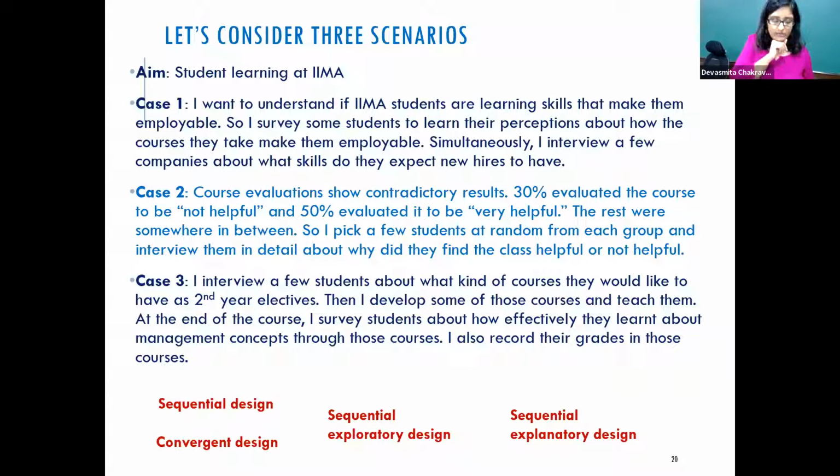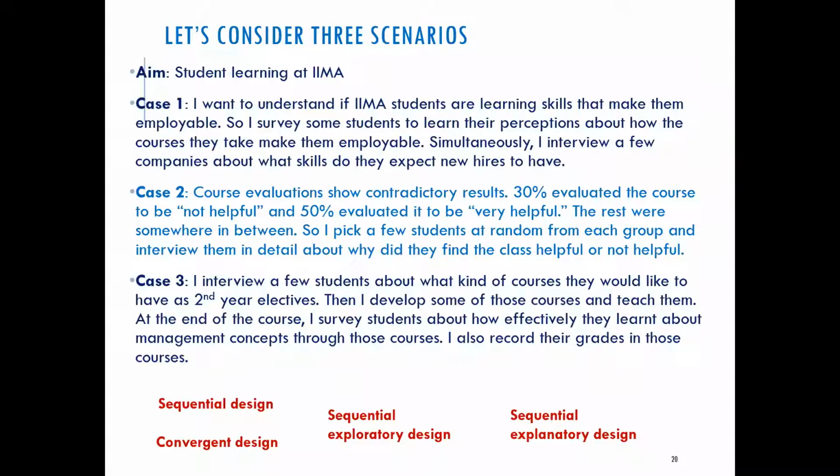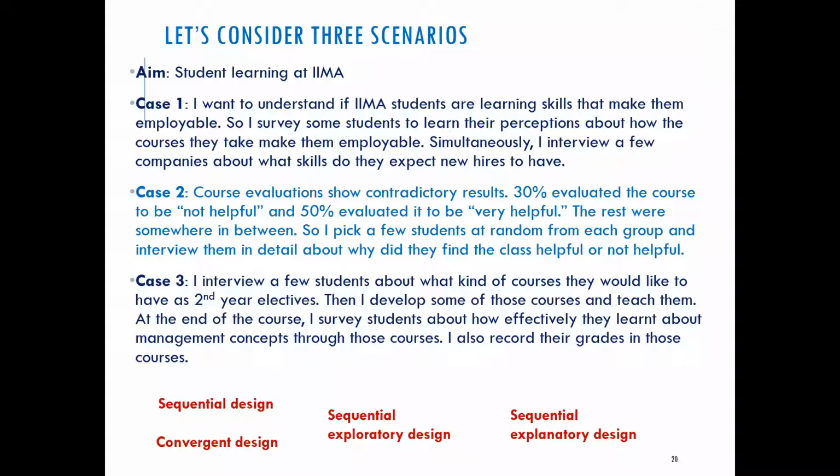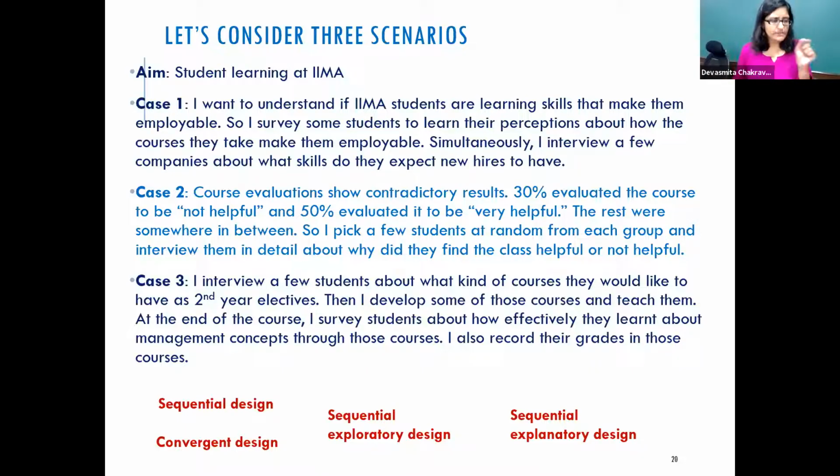Which one is sequential, which one is convergent, or both or not? Case 1 is convergent. Case 2 is sequential. Case 3 is also sequential. Okay. Anyone who disagrees? In case 3, we have convergent in the last stage because we record the grades also parallelly. That's a small step. Yeah.